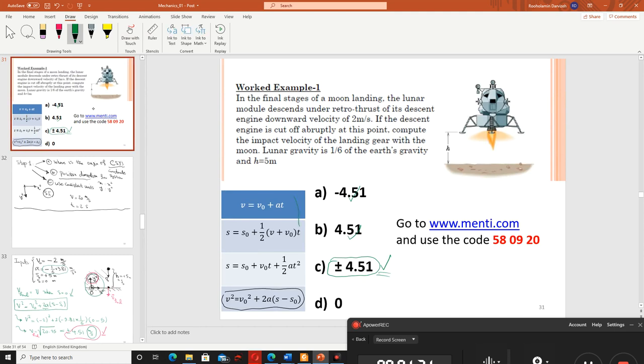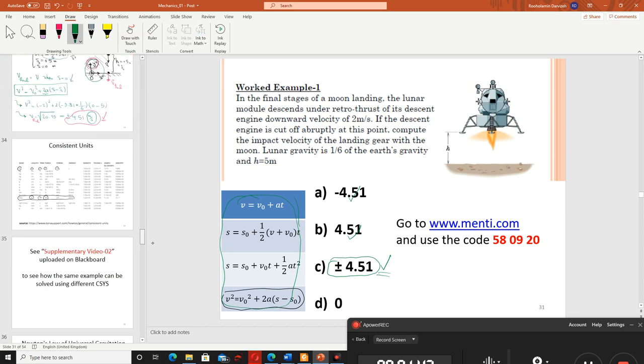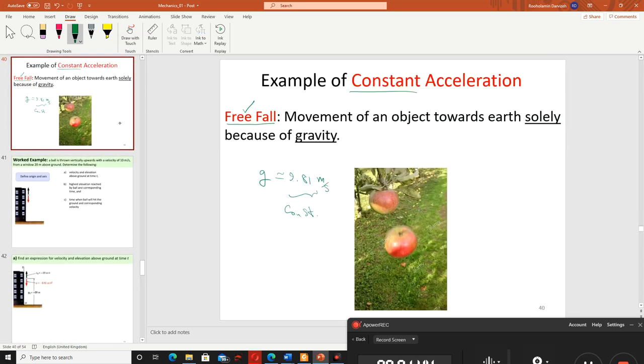These four formulas, because all these four formulas are developed for rectilinear motion and constant acceleration, and the free fall example satisfies both conditions.